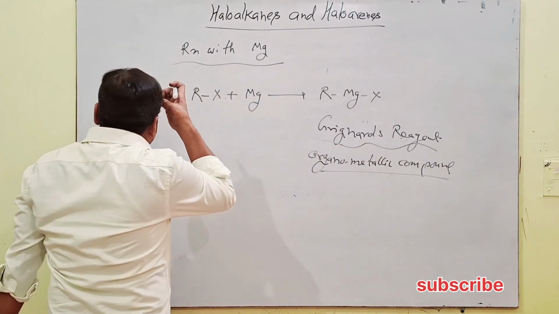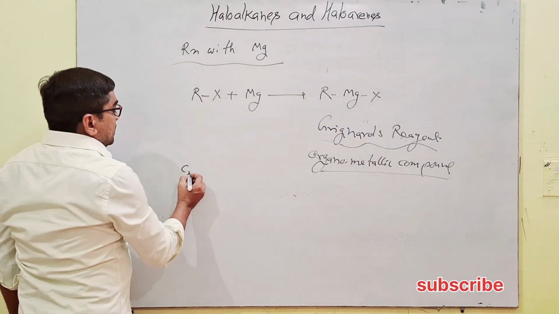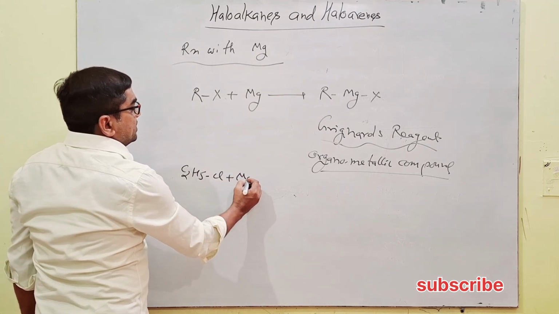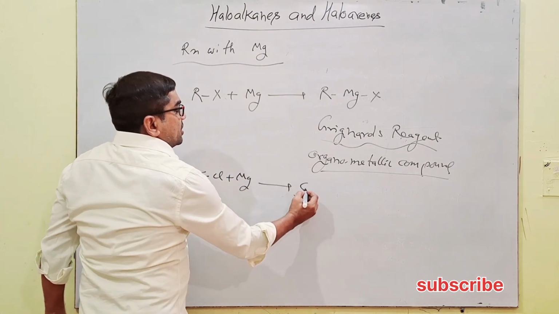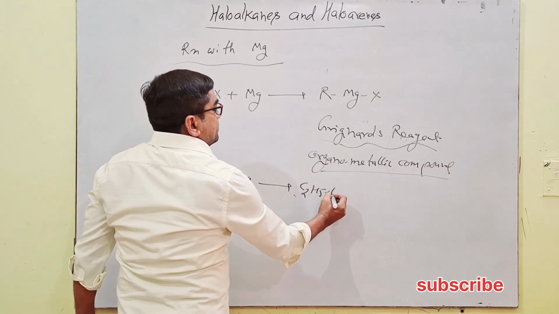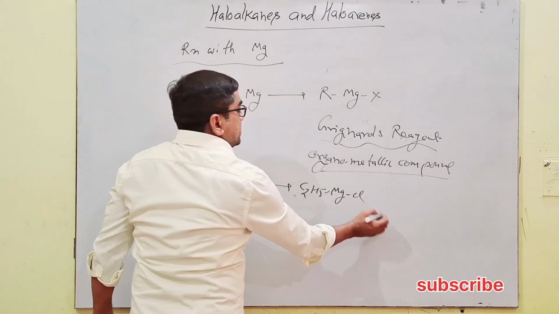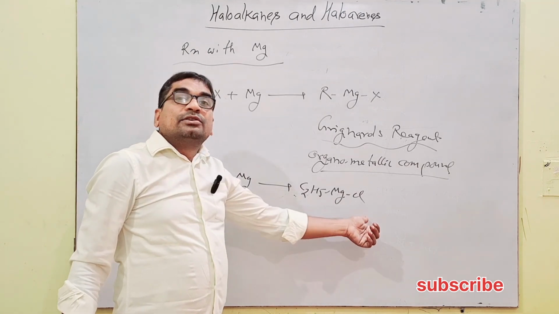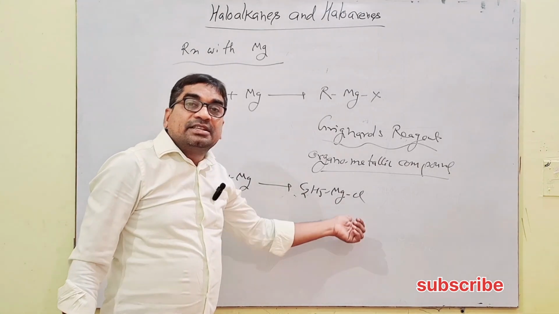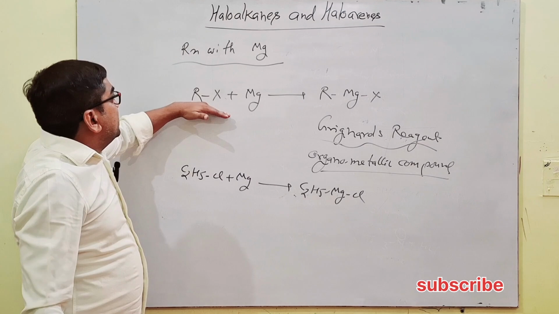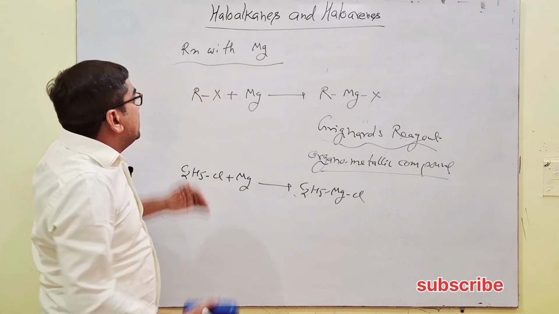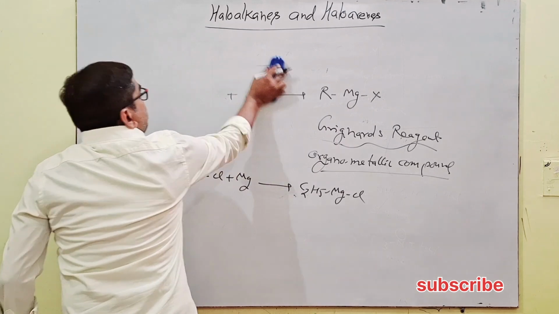So a real example will be C2H5Cl reacts with magnesium, forming C2H5MgCl. This is called ethyl magnesium chloride. This is the formation of Grignard reagent with the help of alkyl halides.